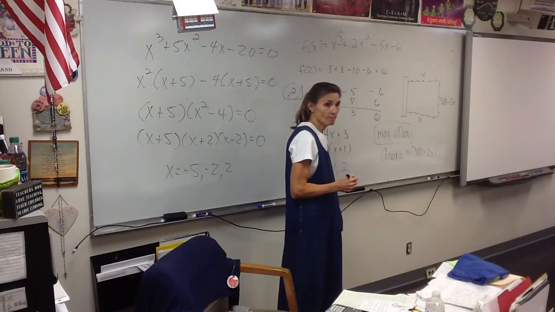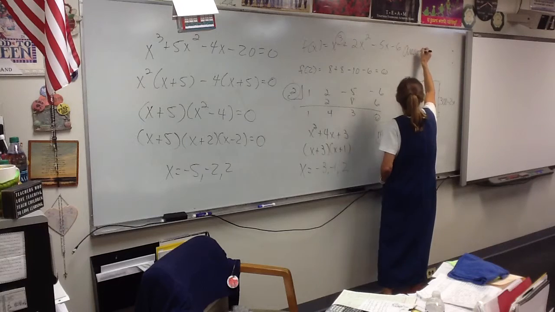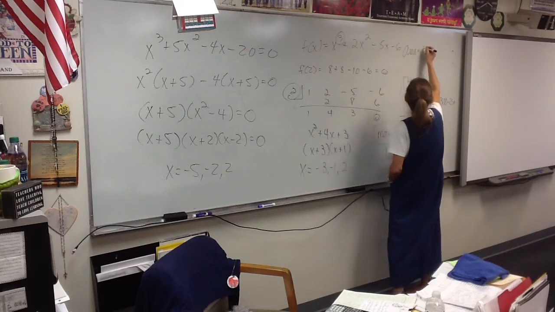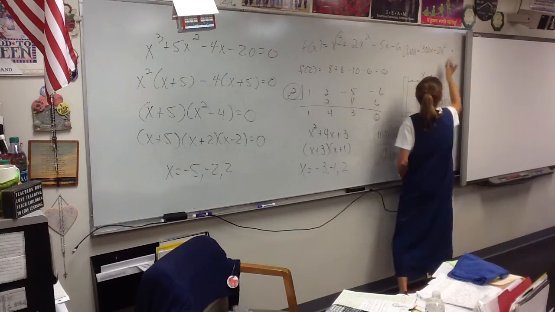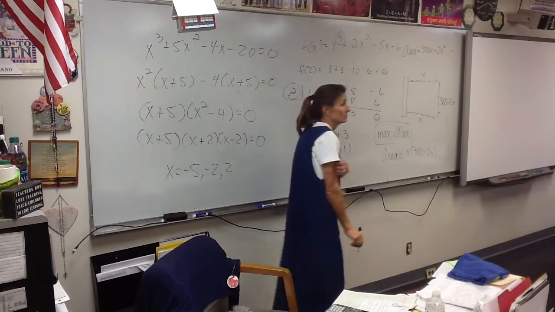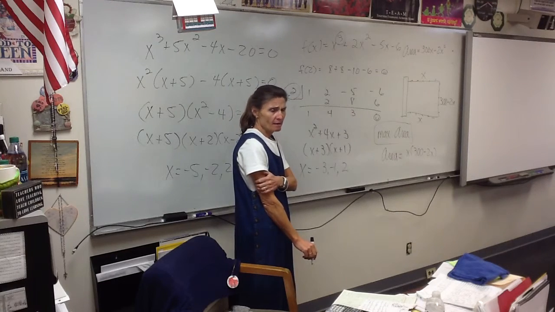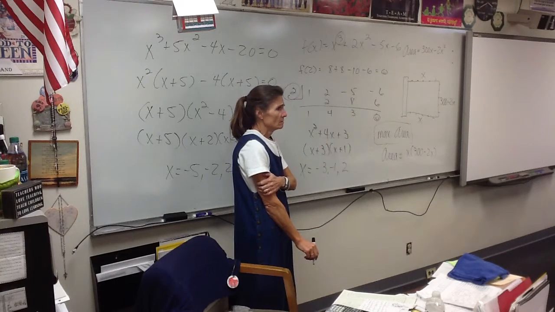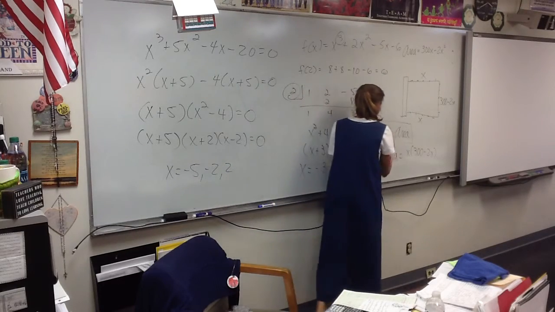You with me? So that would be 300x minus 2x squared. What shape is that? That's a parabola. And what am I looking for?